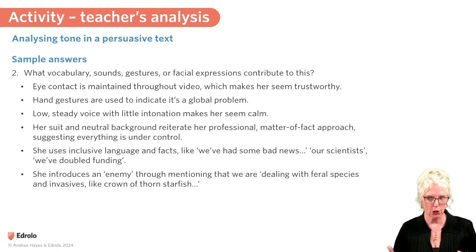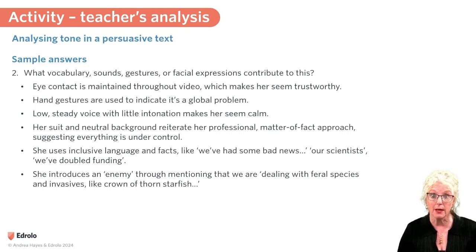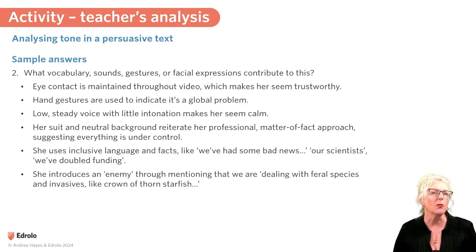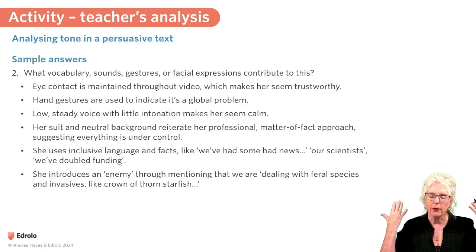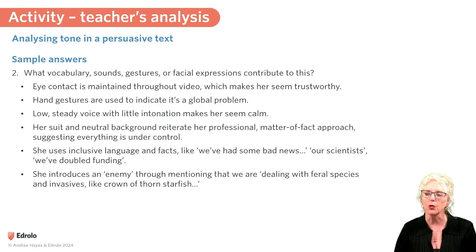When we look at question 2, what vocab, sounds, gestures or facial expressions contribute to this? Well, she maintains eye contact throughout the video, which in turn makes her seem trustworthy. She uses hand gestures, not many, to indicate that it's a global problem. I think she points up north to the Northern Hemisphere. She uses a low, steady voice. She actually doesn't use much intonation. This in turn makes her seem calm. Her suit and neutral background behind her reiterate perhaps a professional, matter-of-fact approach, suggesting everything is under control.